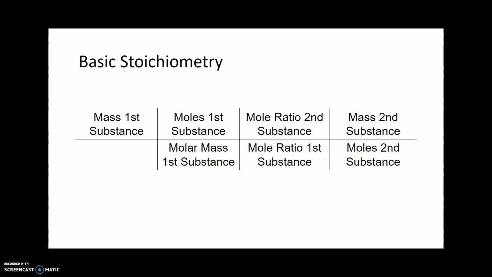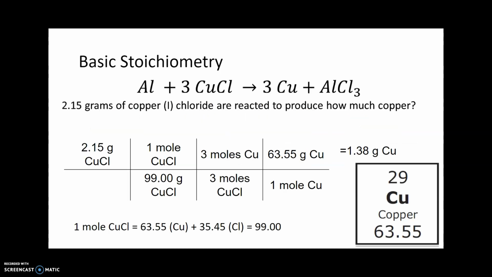There are 3 ratios: the molar mass of the first substance, the mole ratio, which we just talked about how to create using the balanced chemical reaction equation, and then the molar mass of the new substance. The only thing that is new in these railroad tracks would be the mole ratio. We have learned previously in several units about using the periodic table to look up the molar mass of various substances. So let's look at a more specific example of this type of problem.